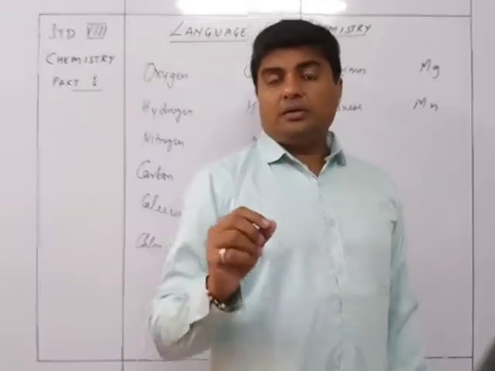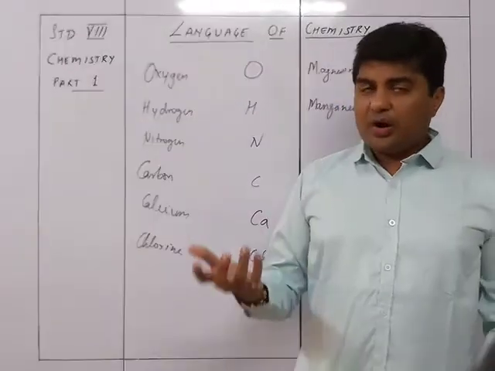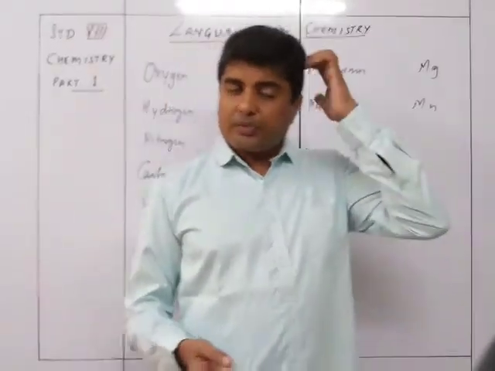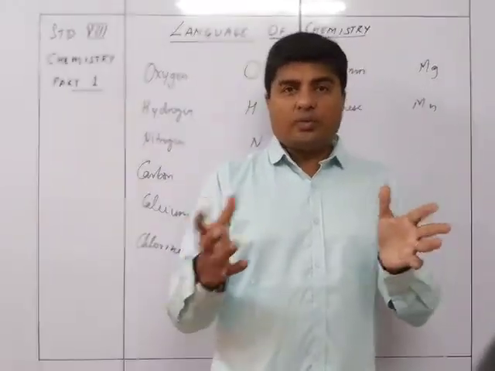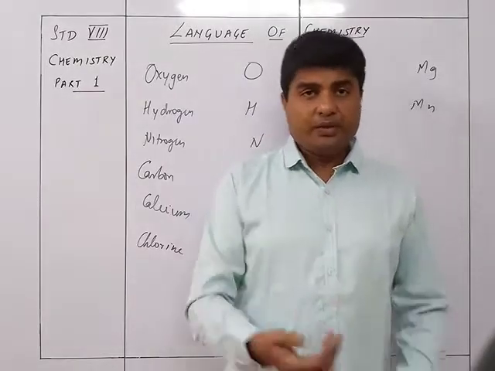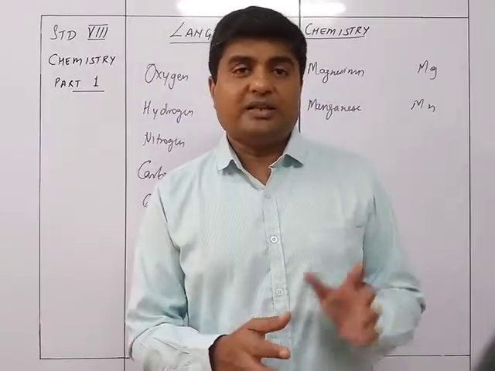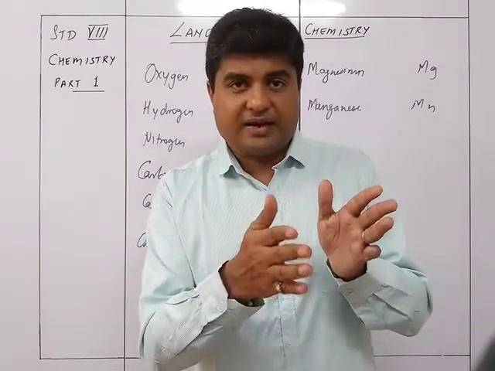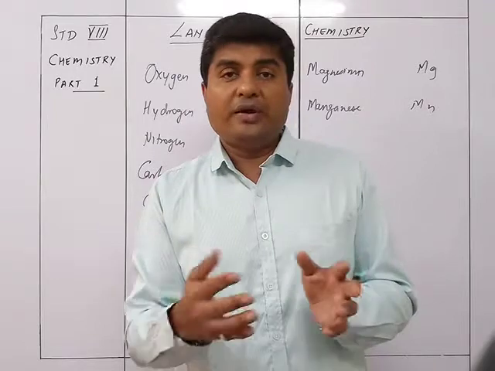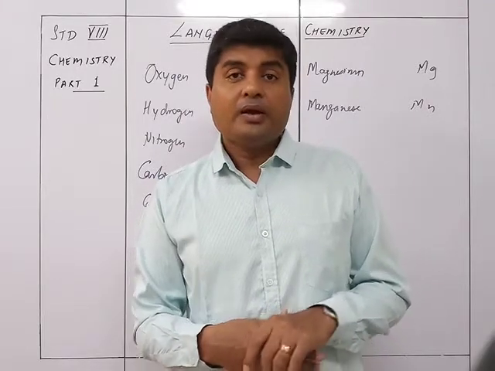And then one more thing was that, accordingly, for the maximum number of elements, the first alphabet of the name is the symbol. The second condition was that the first two alphabets, or the first and the most prominent alphabet, you are going to take as a symbol of the element.